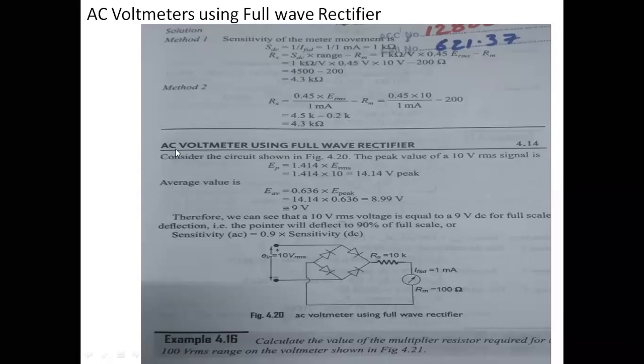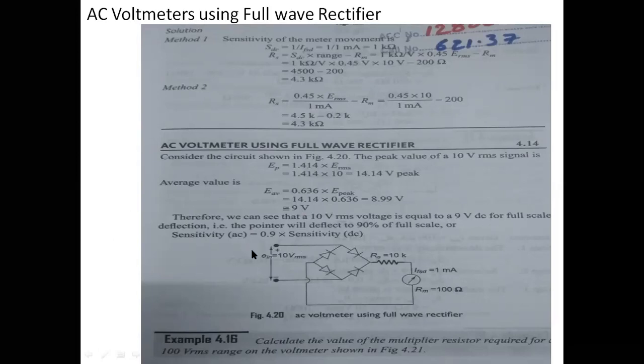The second one is the AC voltmeter using a full wave rectifier. For this circuit we will use the bridge rectifier, and we take the peak value of a 10 volts RMS signal. The peak value is 1.414 into RMS, and the average value is 0.636 into E peak, so we will get 9 volts. So we can see that a 10 volts RMS voltage is equal to 9 volts DC.